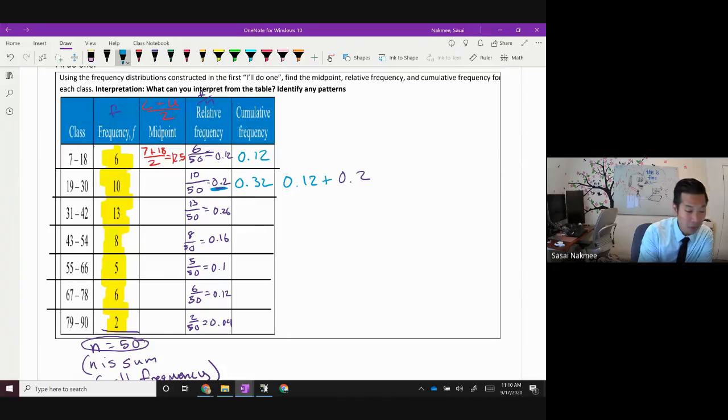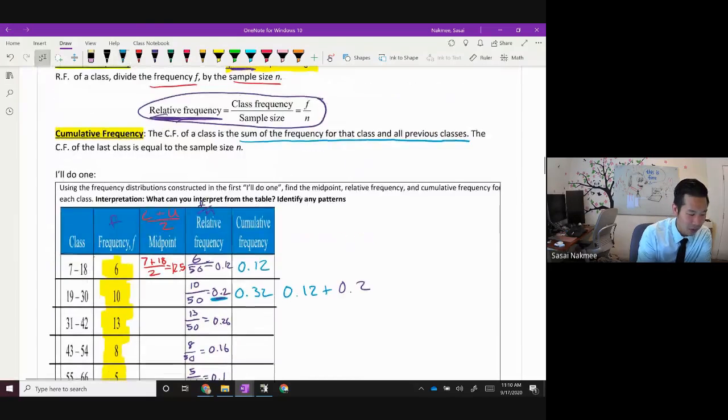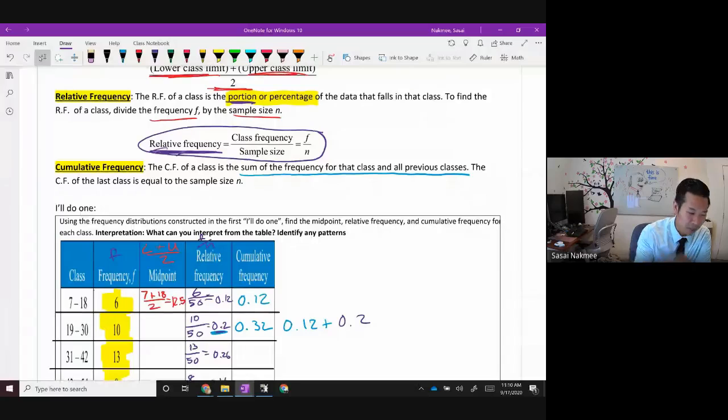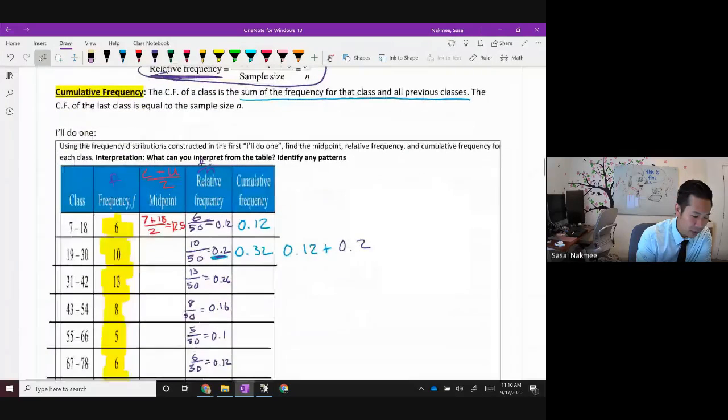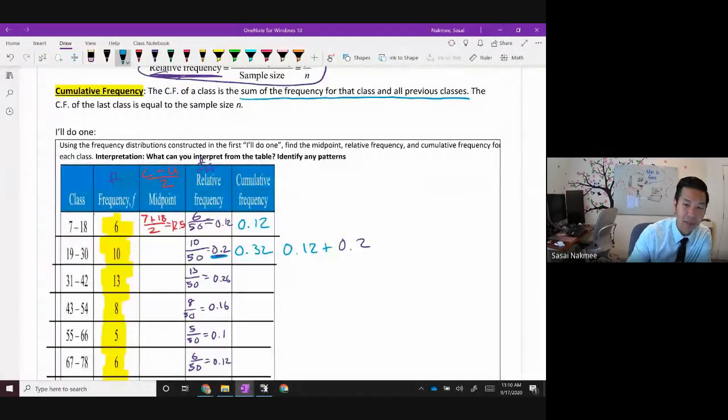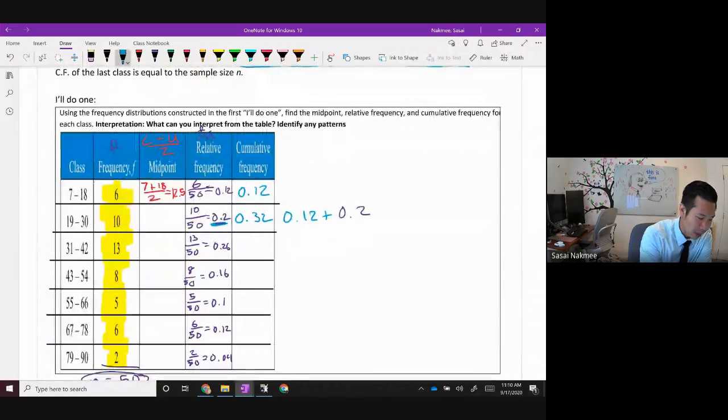The cumulative frequency, like I said, sounds confusing, but it's just the sum of everything in the relative frequency and everything behind it. So let's take a look at this next one. This next one is going to be 0.12 plus 0.2 plus 0.26. Do you see what I'm doing here? This right here is just all these numbers added up together to get this number inside here.